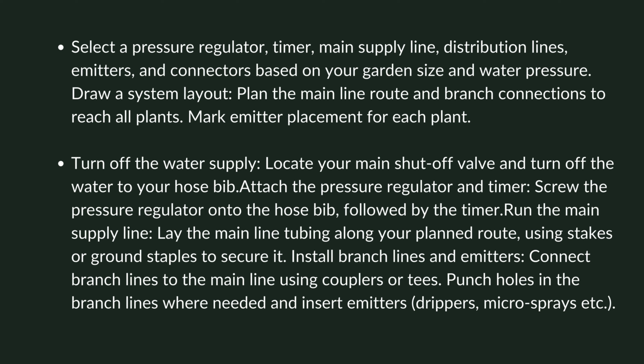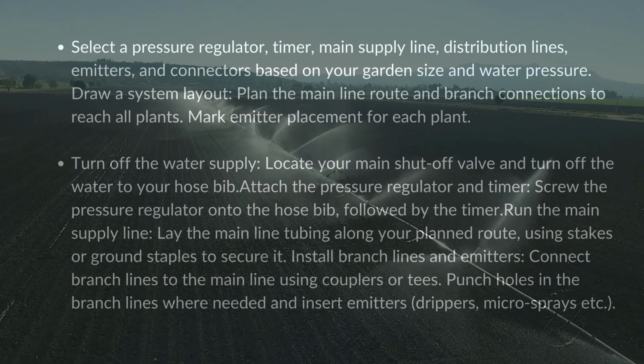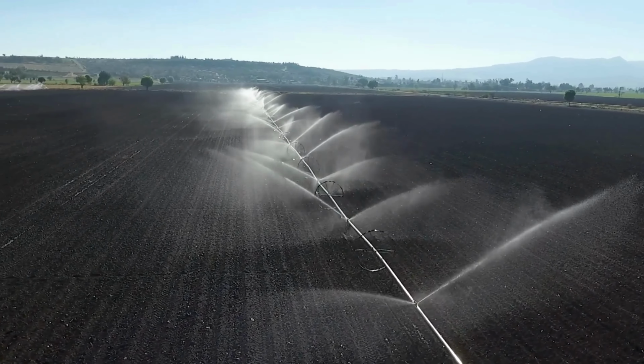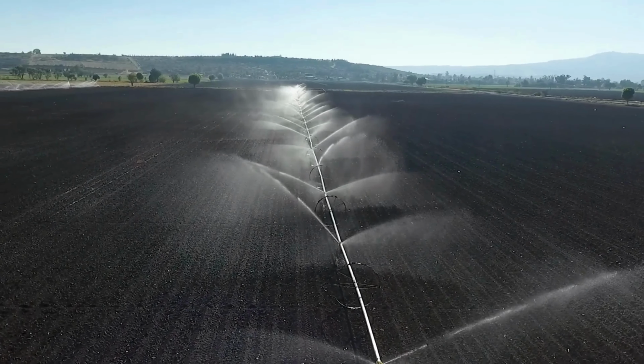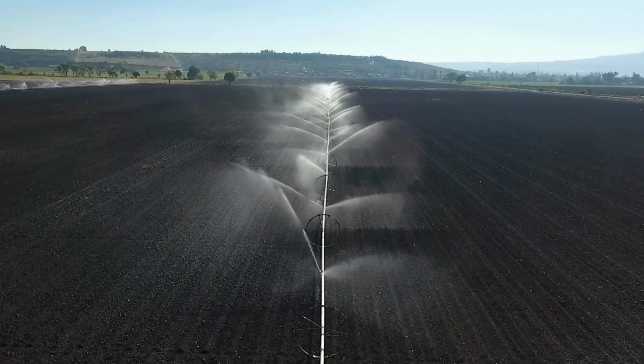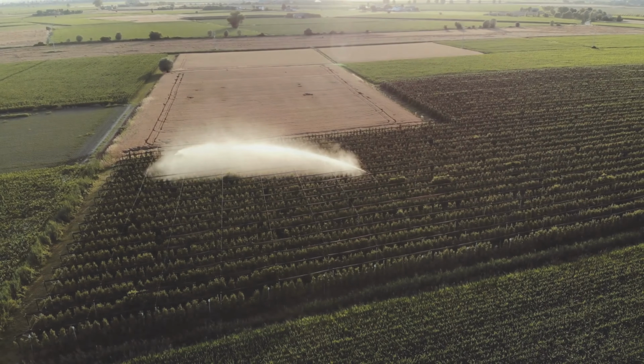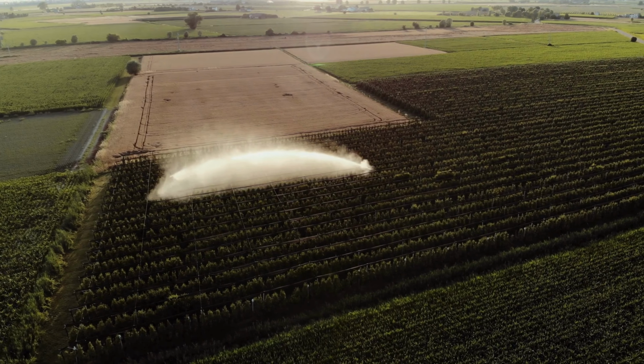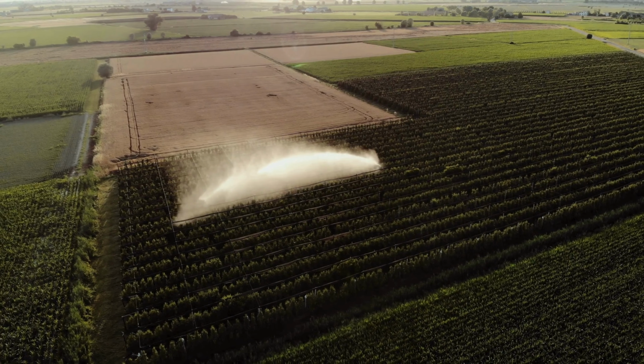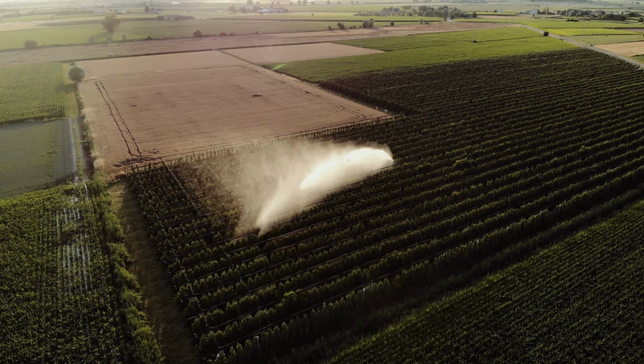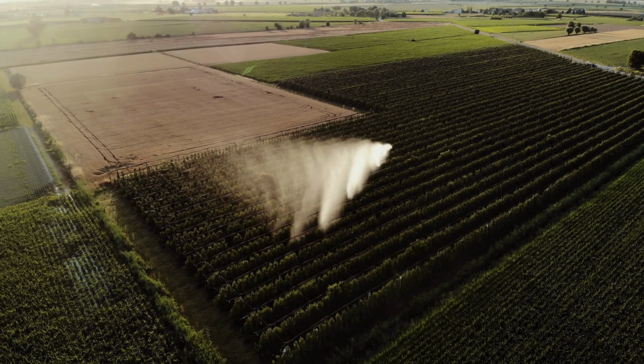Refer to your main shutoff valve and turn off the water to your hose bib. Attach the pressure regulator and timer. Screw the pressure regulator onto the hose bib, followed by the timer. Run the main supply line. Lay the main line tubing along your planned route, using stakes or ground staples to secure it.